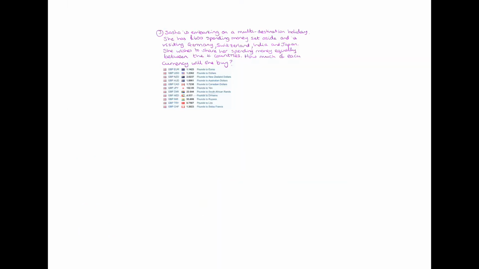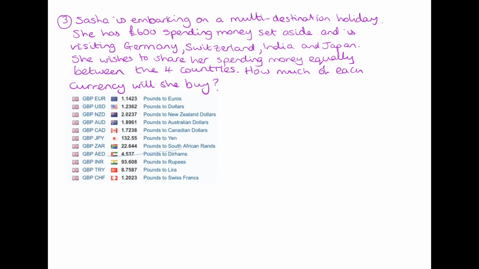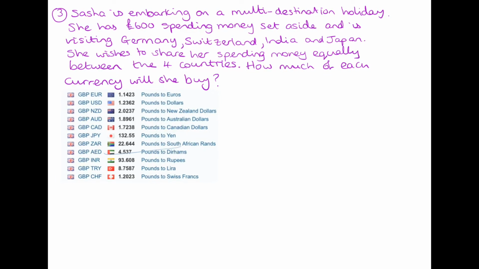Then we've got a slightly more complicated question. Sasha is embarking on a multi-destination holiday. She has £600 spending money she set aside. And she's visiting Germany, Switzerland, India and Japan. She wishes to share her spending money equally between the 4 countries. How much of each currency will she buy? So if she's got £600 altogether and she wants to spend it equally between 4 countries, we're going to have to work out 600 divided by 4. So she's got £150 to spend in each country.